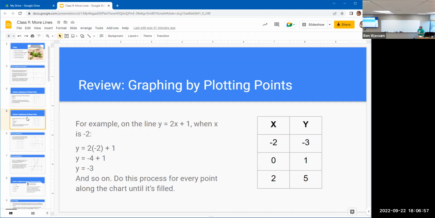So you do that the other couple of times. You plug in a 0, you'd have 2 times nothing plus 1. So you would just end up with a 1. So that's why we have (0, 1) for the next one. And the one after that, we have x being 2. You would plug in the 2 to that thing. You have 2 times 2 is 4, plus 1 is 5. So that's where those points come from.